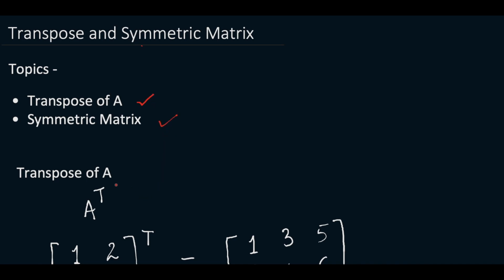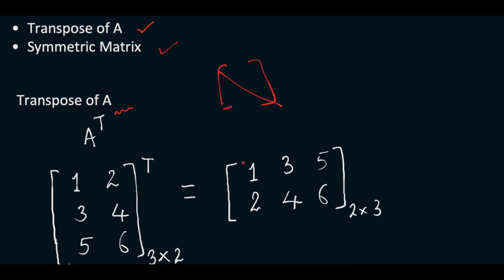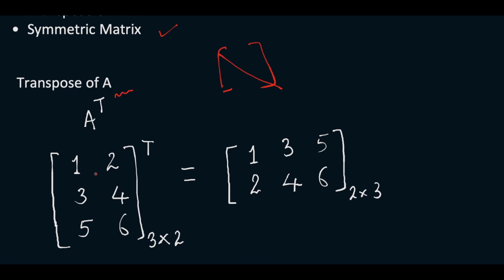Now, when we talk about the transpose of A, we mean that the elements of matrix A are flipped along the diagonal. So, for example, consider this matrix 1, 2, 3, 4, 5, 6. It is a 3 by 2 matrix. When you transpose it, it is flipped across the diagonal. So this is the diagonal. When you flip across the diagonal, you get the matrix 1, 3, 5, 2, 4, 6. So it is a 2 by 3 matrix.